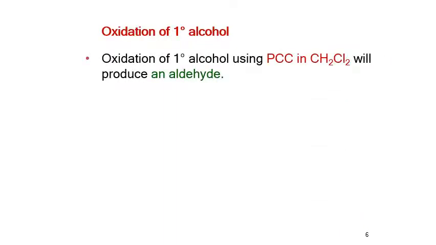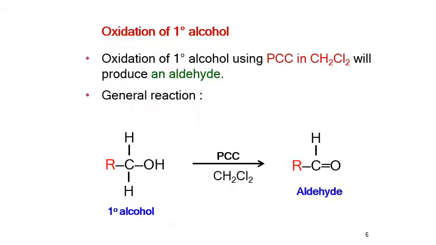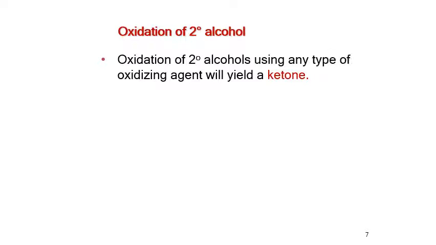Oxidation of primary alcohol using PCC in CH2Cl2 will produce an aldehyde. General reaction: primary alcohol treated with PCC in inert solvent, which is CH2Cl2, produces aldehyde. Oxidation of secondary alcohol using any type of oxidizing agent, either strong or mild, will yield a ketone.